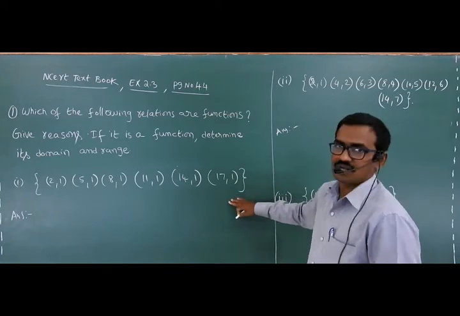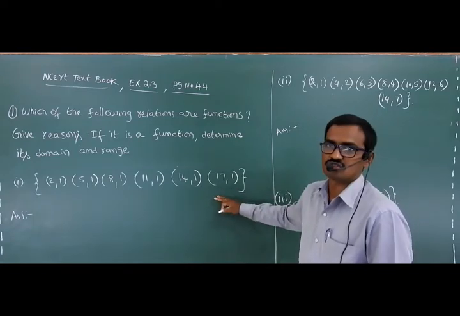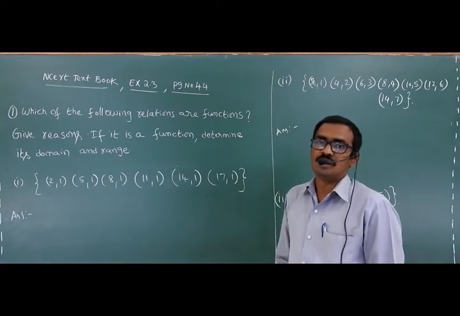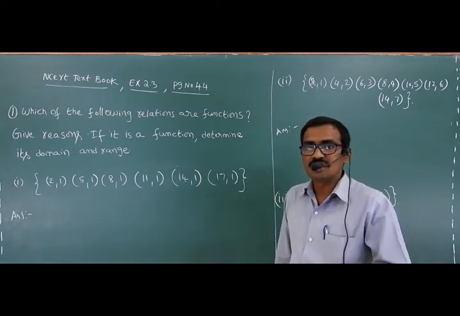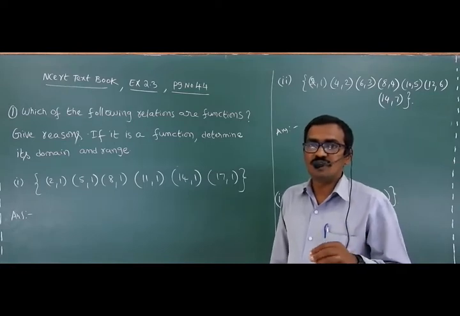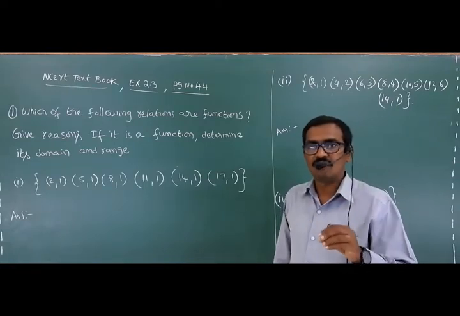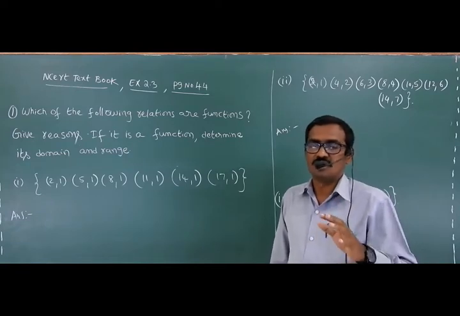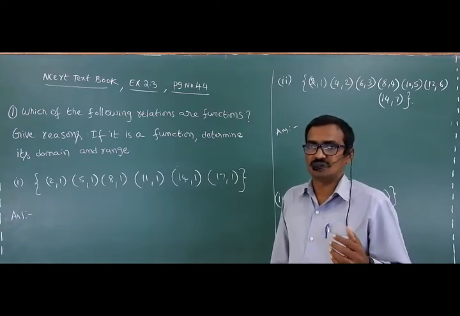Which of the following relations are functions? Is this relation a function or not a function? This is the problem. You know already, a relation R from set A to set B is called a function if every element of set A has one and only one image in set B. That is the first definition.